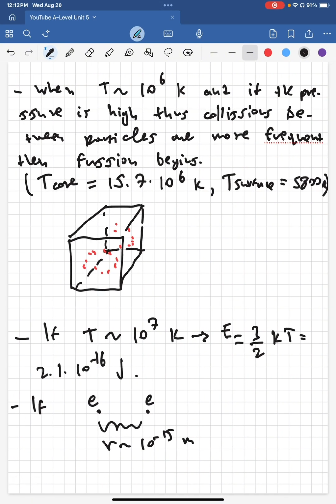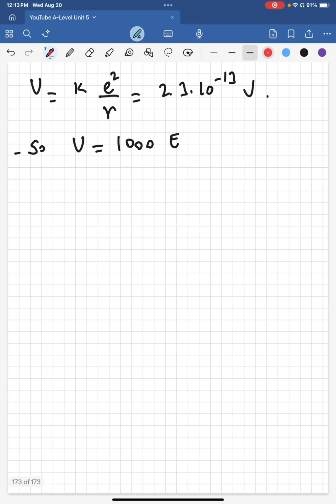So what I'm trying to say is that if this nucleus is at a temperature of 10 to the 7 kelvins, it will have this much kinetic energy, and the same goes for this guy. But the repulsive potential energy due to their charge is 1,000 times higher. So how on earth do they fuse? Okay, this is a mystery.